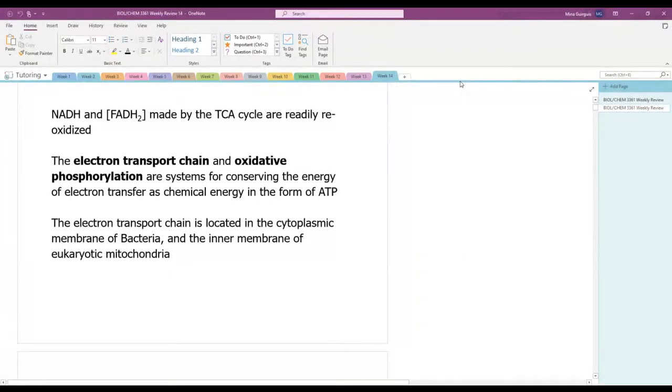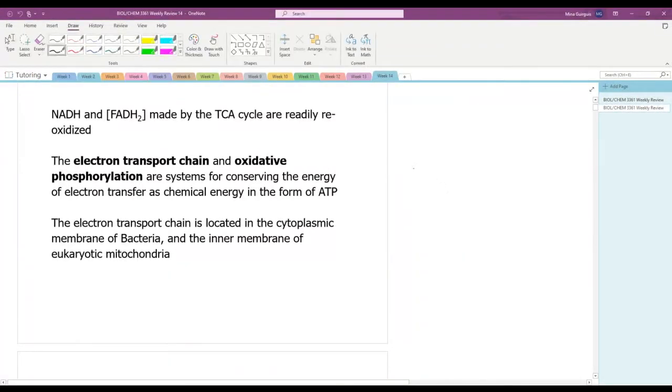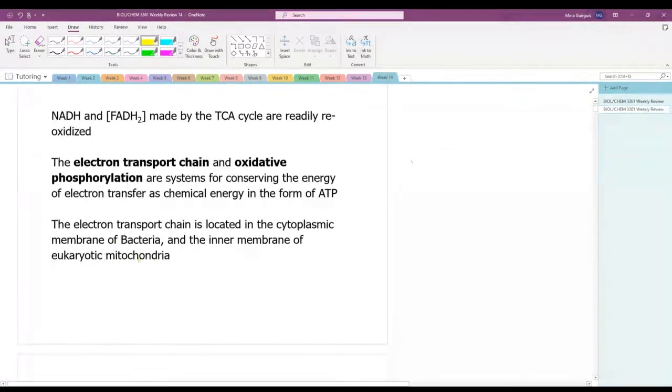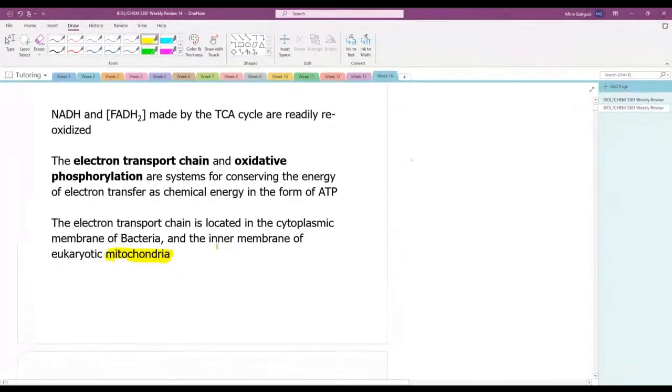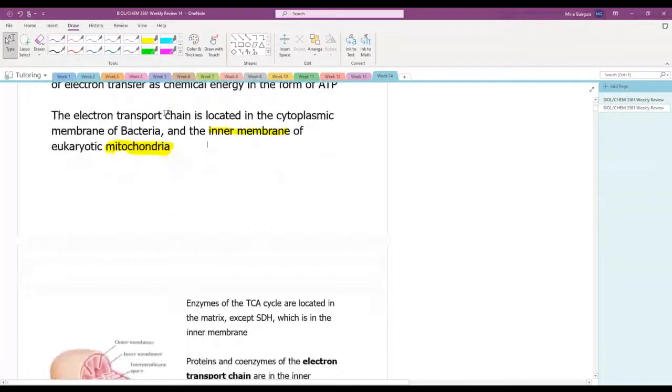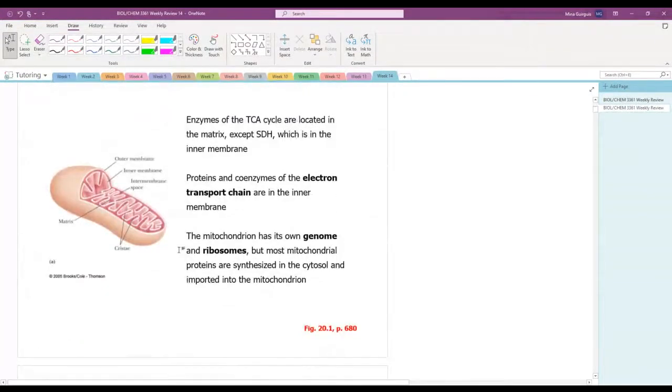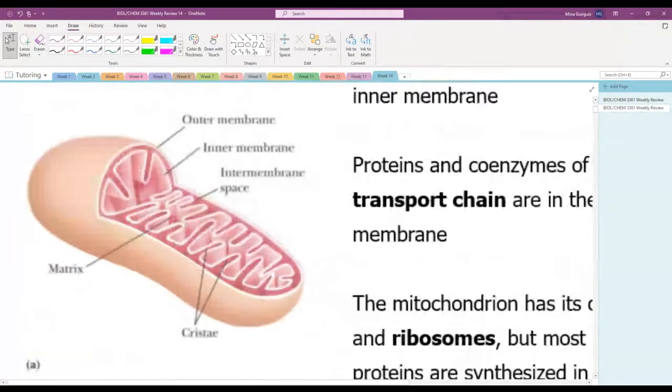So first is location. I told you about the importance of compartmentalization: location, location, location. In eukaryotes, the electron transport chain occurs in the mitochondria, and specifically in the inner membrane of the mitochondria. I believe we'll be seeing a picture right here. Yep, and I'm going to zoom in a little bit because I really want to emphasize this.